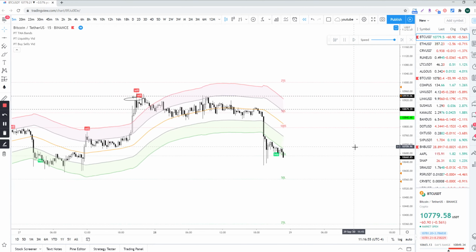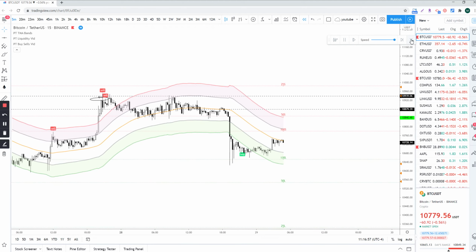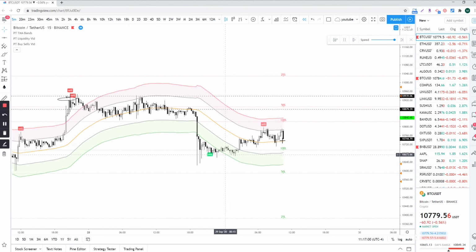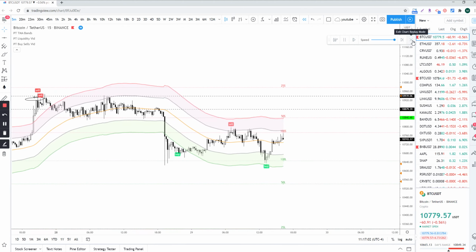There you go. That's done, right? So it took liquidity from the top side, then it took liquidity from the bottom side, and then it reset, right?